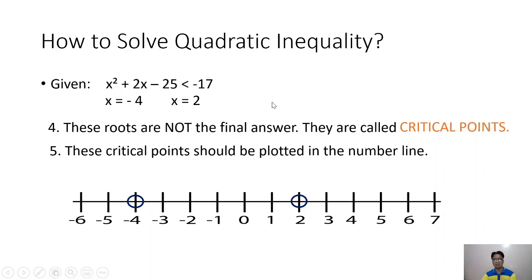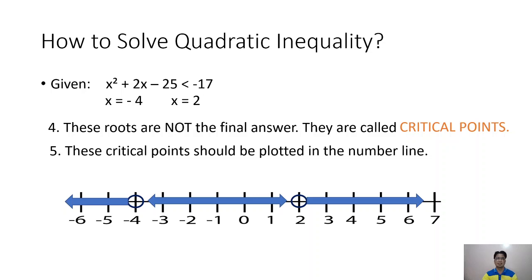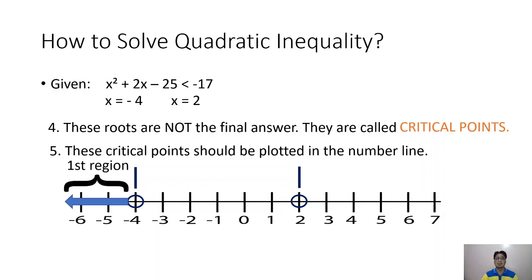Nung nilagay natin yung critical points, which are the roots dun sa ating quadratic equation, nagkaroon tayo ng 3 regions. Ayan. First region natin, second region, third region. Pakita natin. Ayan. Nilagyan na natin ng hati for us to find out or to see kung ano po yung mga regions na yon. Ito yung first region natin.